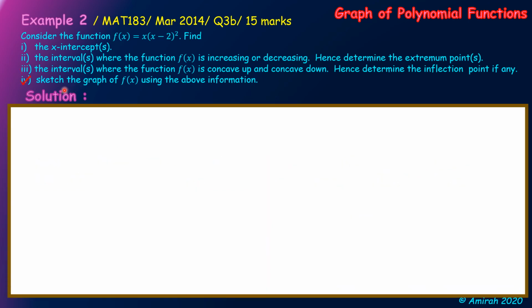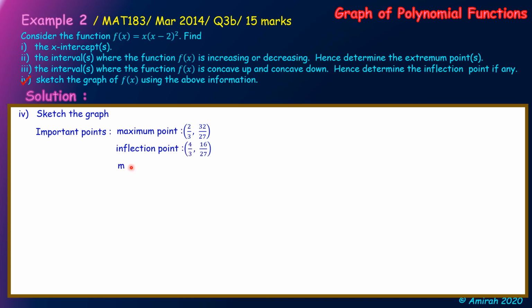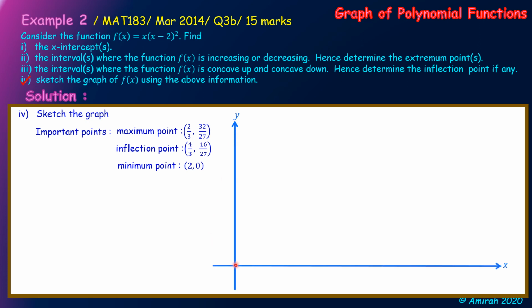Right, number 4, sketch the graph of f(x) using the above information. To sketch the graph of f(x), we list down all the important points. The important points are the maximum point, inflection point, and minimum point. We arrange them based on ascending value of x. Then we draw the y-axis, x-axis, origin, and we point out the coordinates of x: 2/3, then 4/3, and 2.